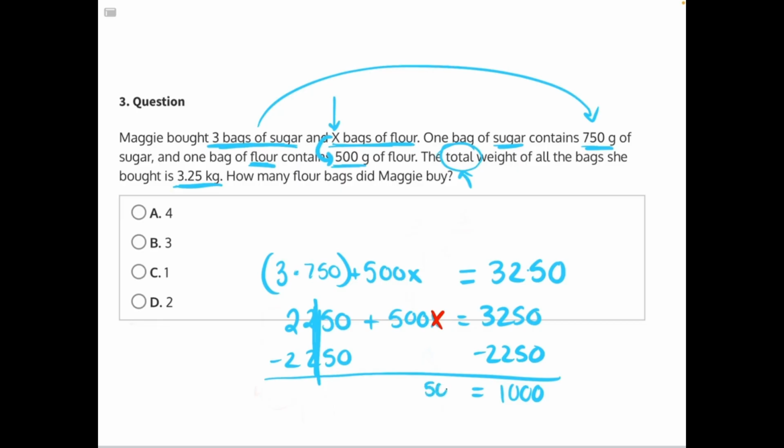Equals 500x. Our final step, 500 is being multiplied to x, so we need to divide, opposite operation, to both sides. Get rid of 500. X is going to equal 1,000 divided by 500 is 2, making D our correct answer.